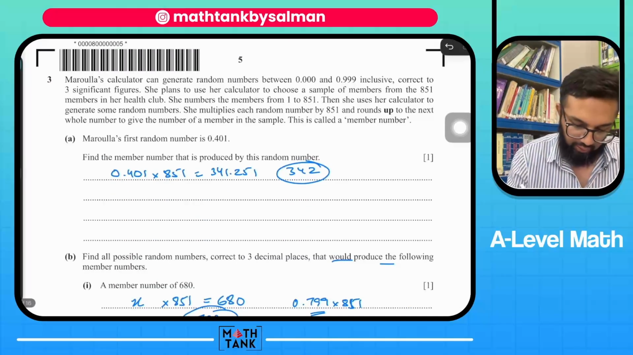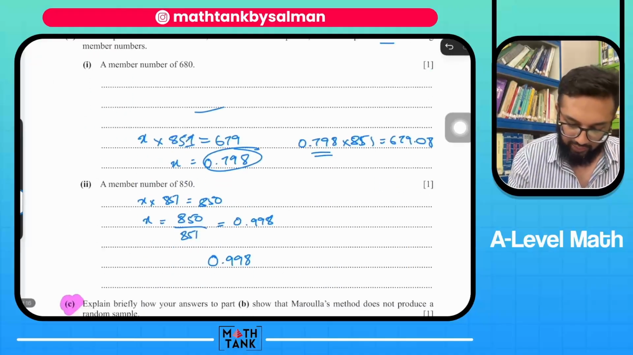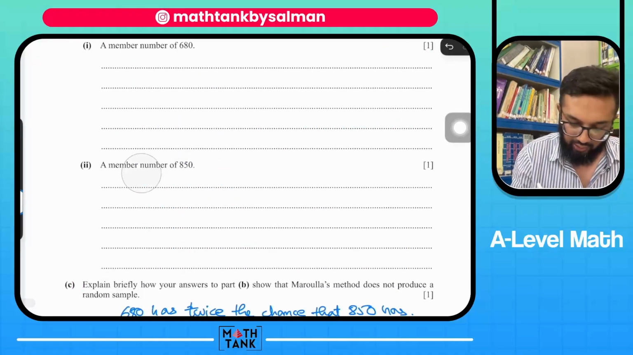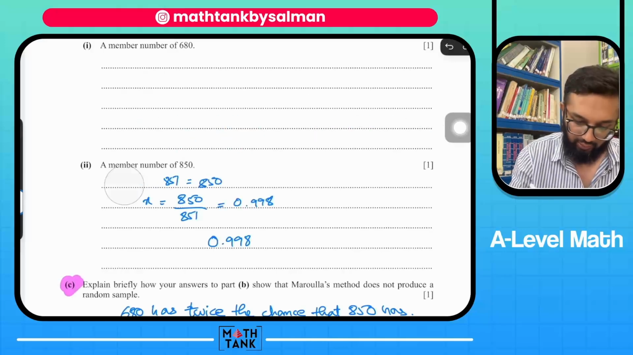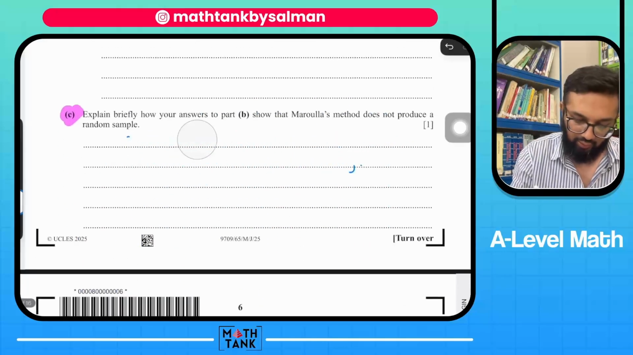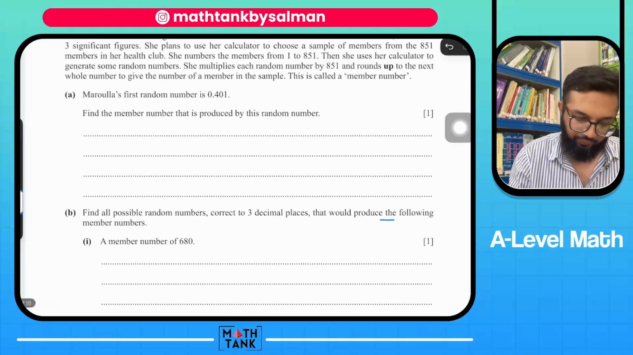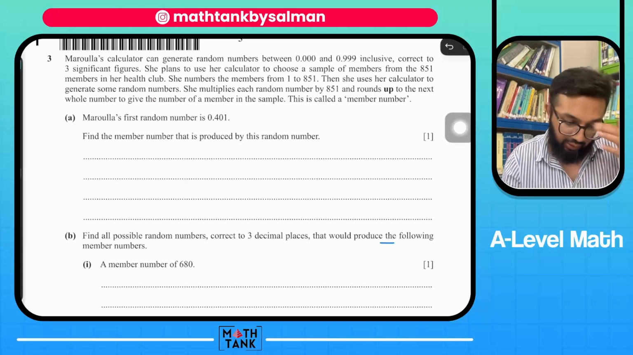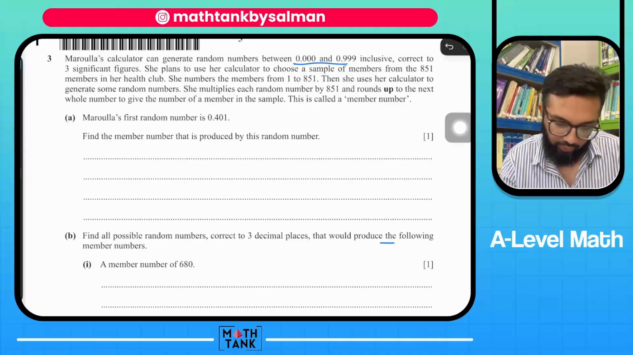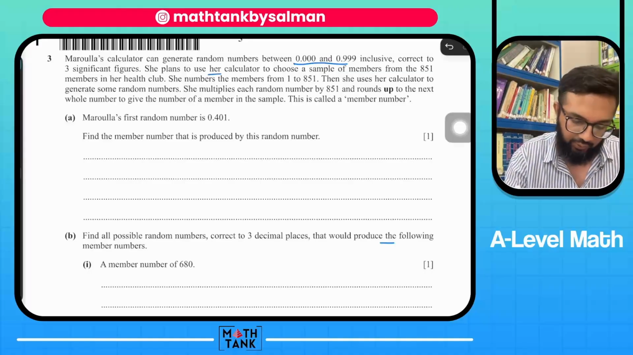Okay, let's do this question again as well. I might have solved this for another class. Her calculator can generate random numbers between 0 and 1, inclusive, correct to three significant figures. She plans to use her calculator to choose a random sample from 851 club members. She numbers the members from 1 to 851, then she uses her calculator to generate some random numbers.